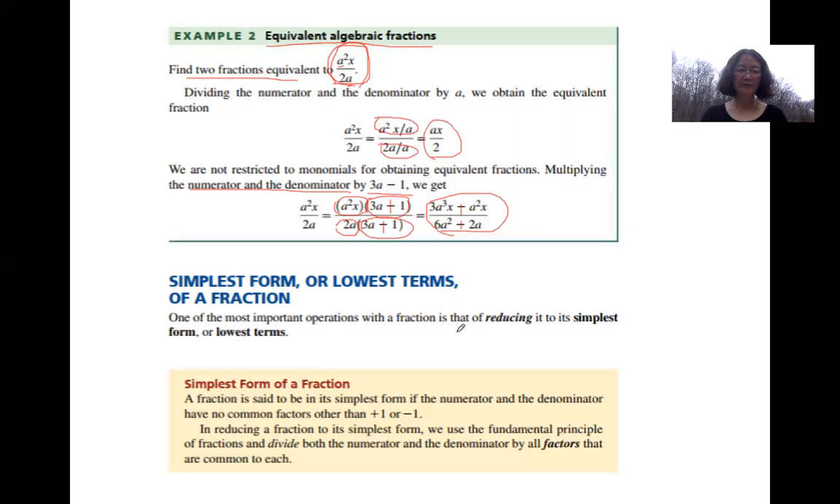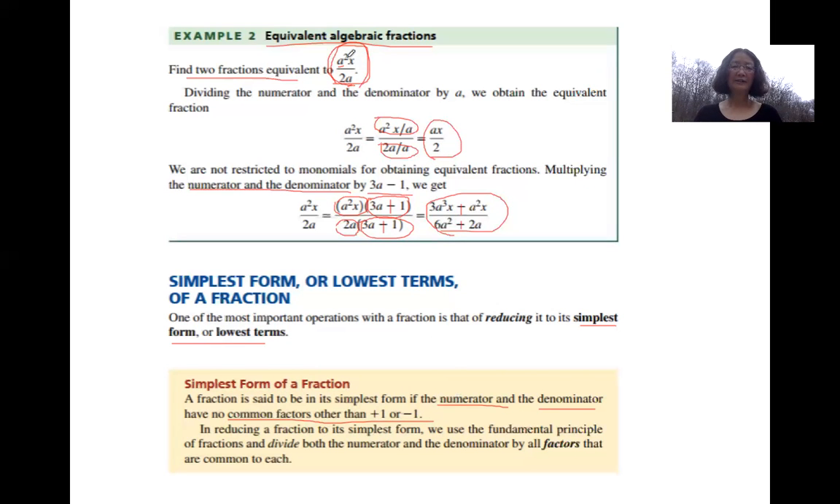So next we introduce the lowest term, or simplest term. One of the most important operations with fractions is reducing them to the lowest form, or simplest form. A fraction is in simplest form if the numerator and the denominator have no common factor other than +1 or -1. That is the simplest.